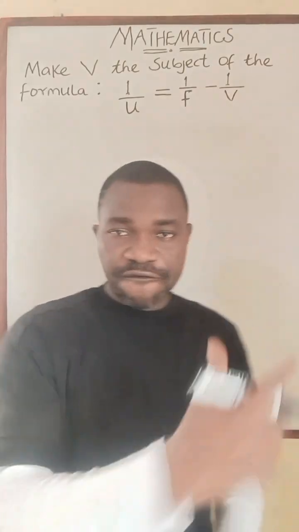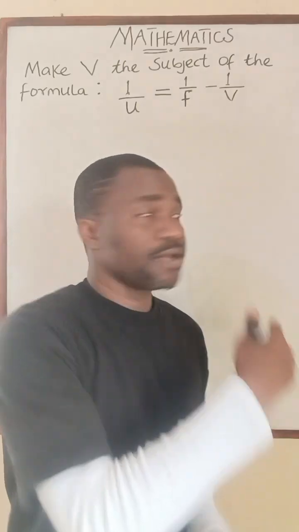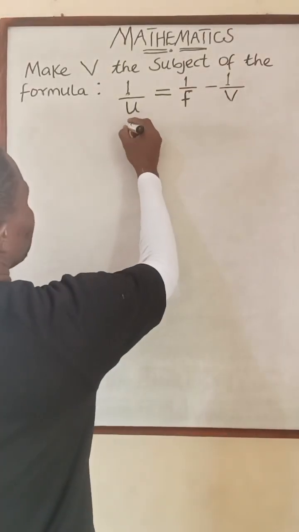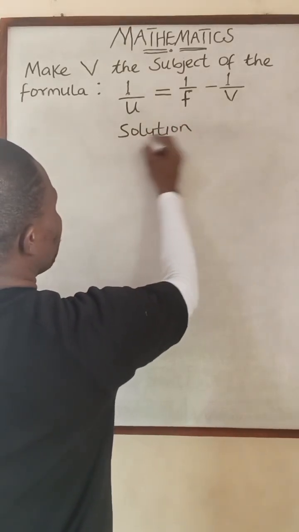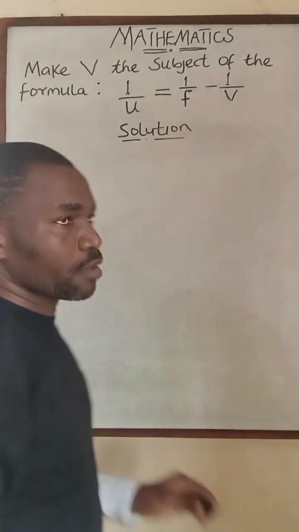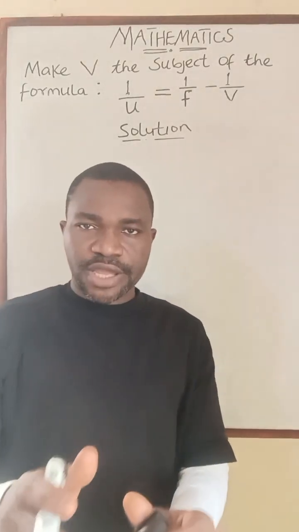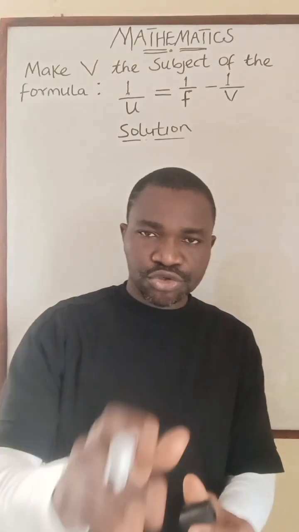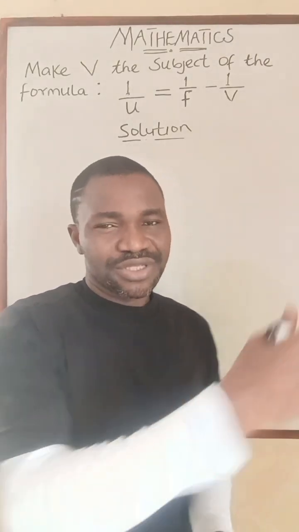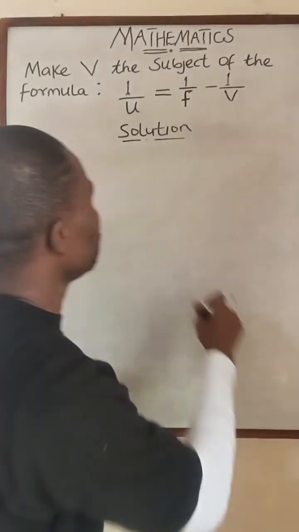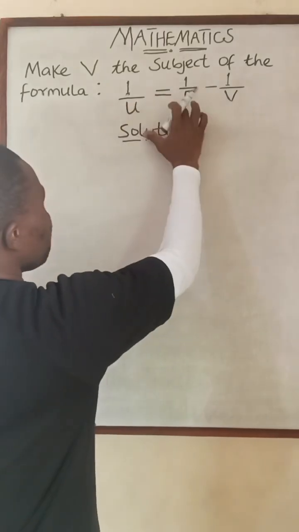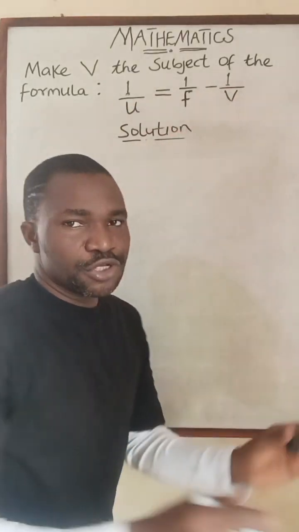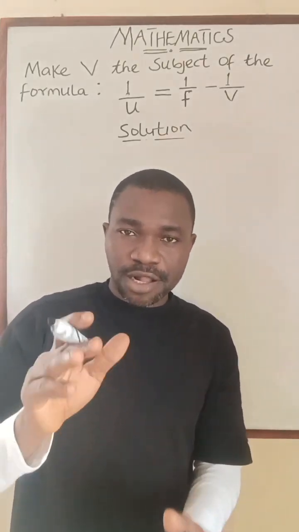Now let's make V the subject of the formula. So we come over here, it says solution. The first thing we're going to do over here is to multiply through by the LCM. Now, what is the LCM in the above? So we have U, F, and V. So U, F, and V is the LCM. So we multiply through by the LCM.